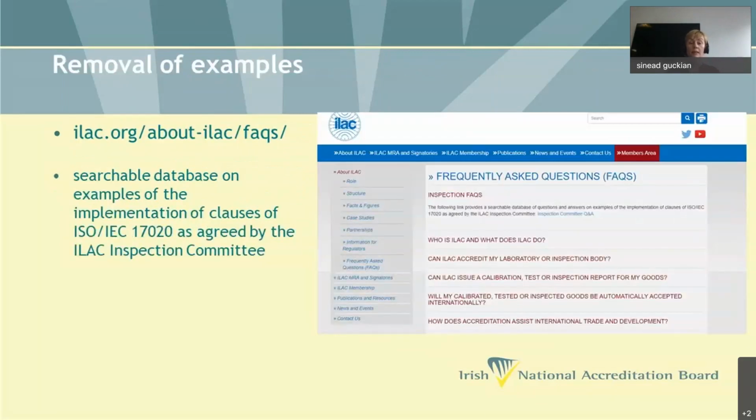So as I said, a number of the examples that were previously listed in ILAC P15 2016 have been removed. These are now contained in the ILAC website, and there's a searchable database on examples of the implementation of clauses of 17020. These are agreed by the ILAC Inspection Committee.